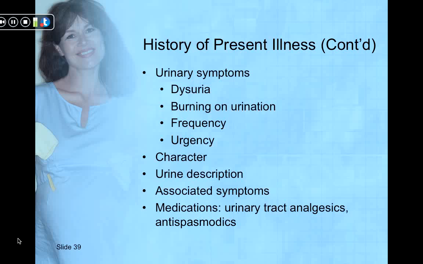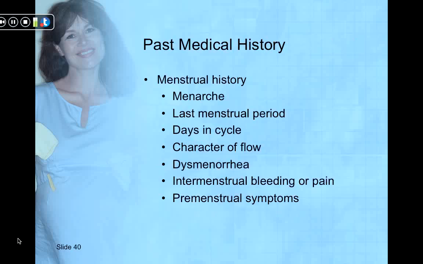Have they tried anything like Azo or Pyridium, the urinary tract analgesics or antispasmodics? Do they have a history of kidney infections, bladder infections, recurrent urinary tract infections? Do these seem to be coming up after they have intercourse, or are they related? Have they had any surgeries on their bladder, any kidney stones, things like that in your health history?